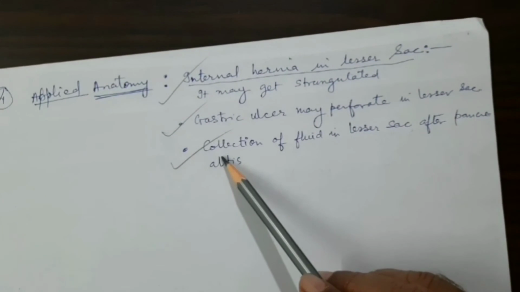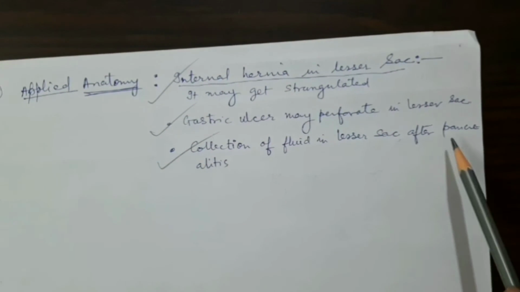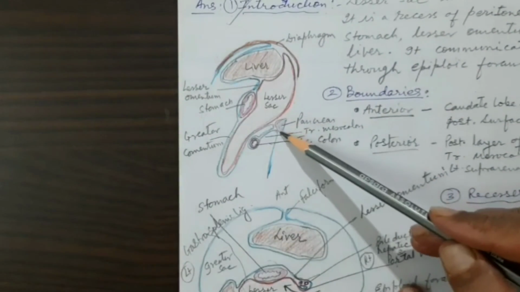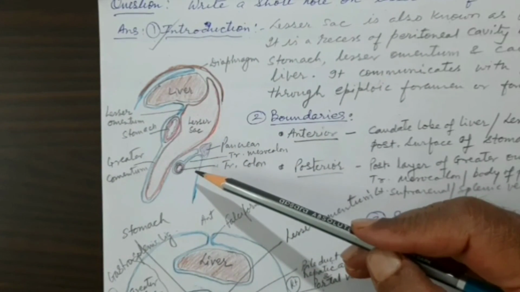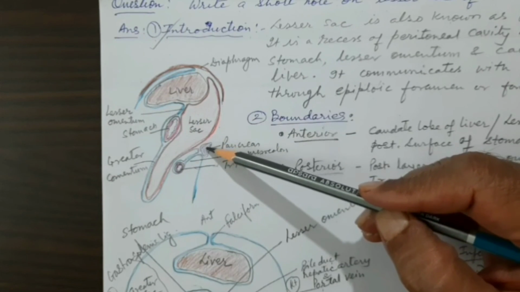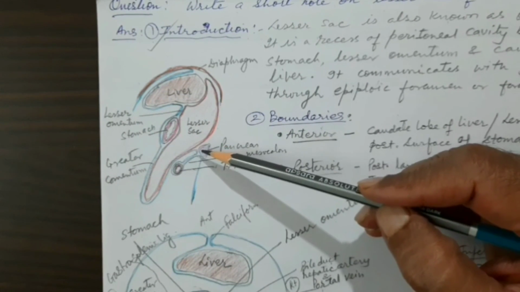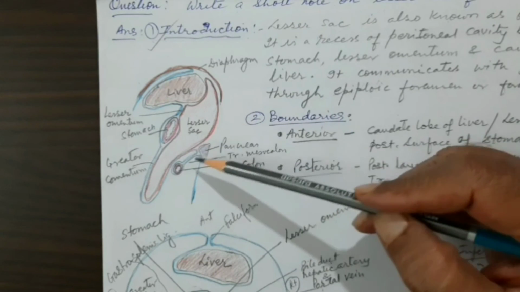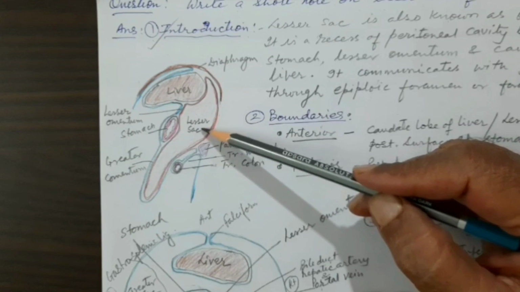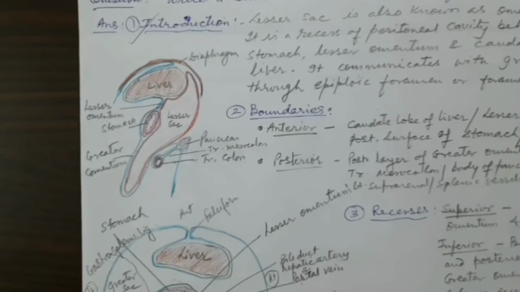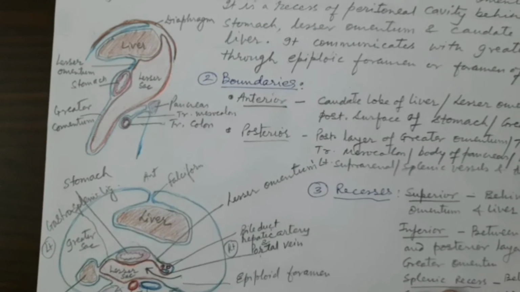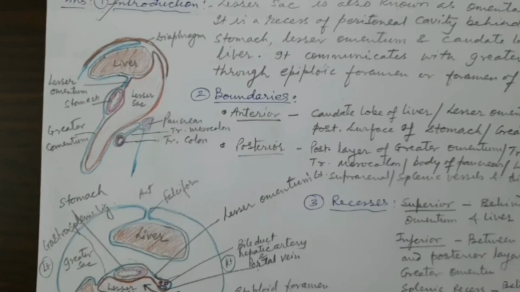Now the third condition is the collection of fluid in the lesser sac after pancreatitis. What is pancreatitis? The pancreas is present in the posterior wall of the abdomen, and when it is infected or inflamed, it produces a lot of serous fluid which may collect in the lesser sac. So this is another condition similar to when gastric contents come into the lesser sac. Fluid collection takes place in the lesser sac in both conditions. Again, a very painful condition.